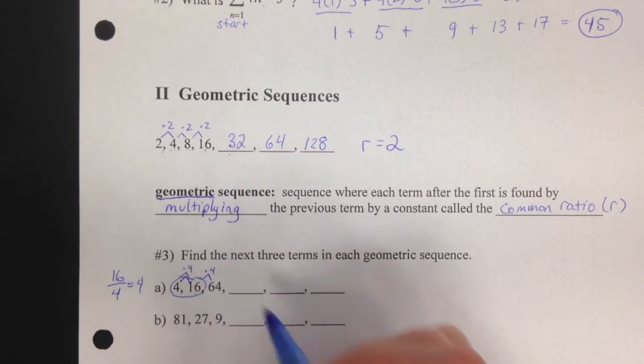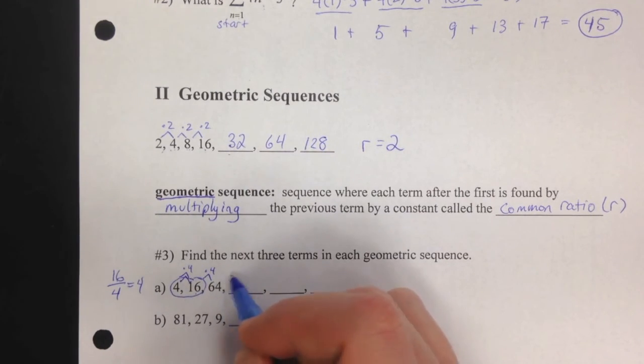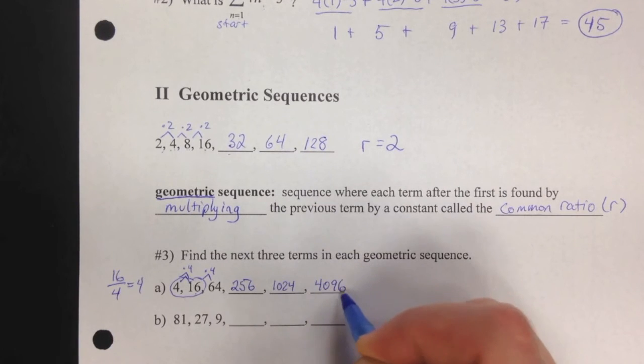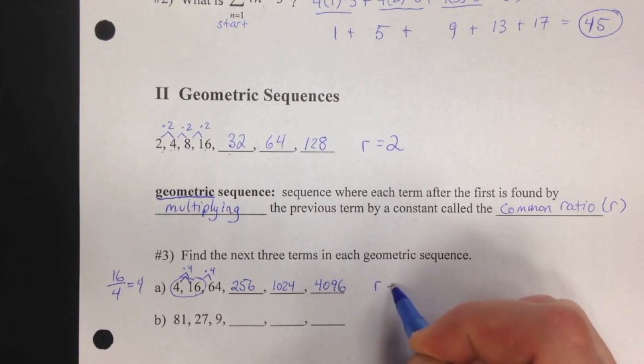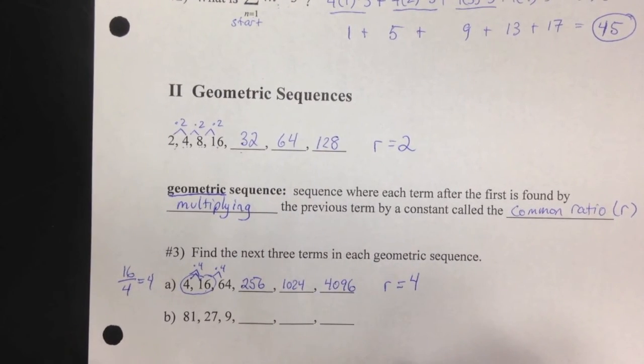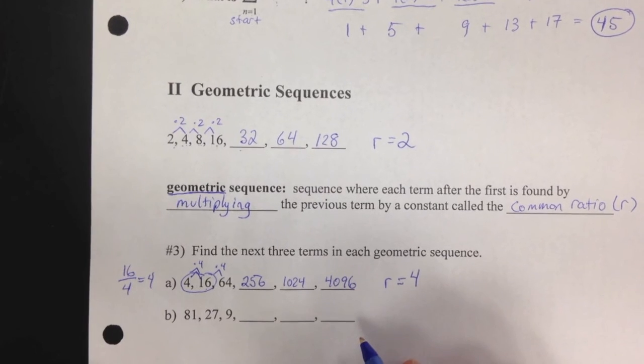16 times 4 is 64. 64 times 4 is 256. And then 1024, and then 4096. And on the side, let's write down R equals 4. That's the common ratio, the number you multiply by each time to get the next term.